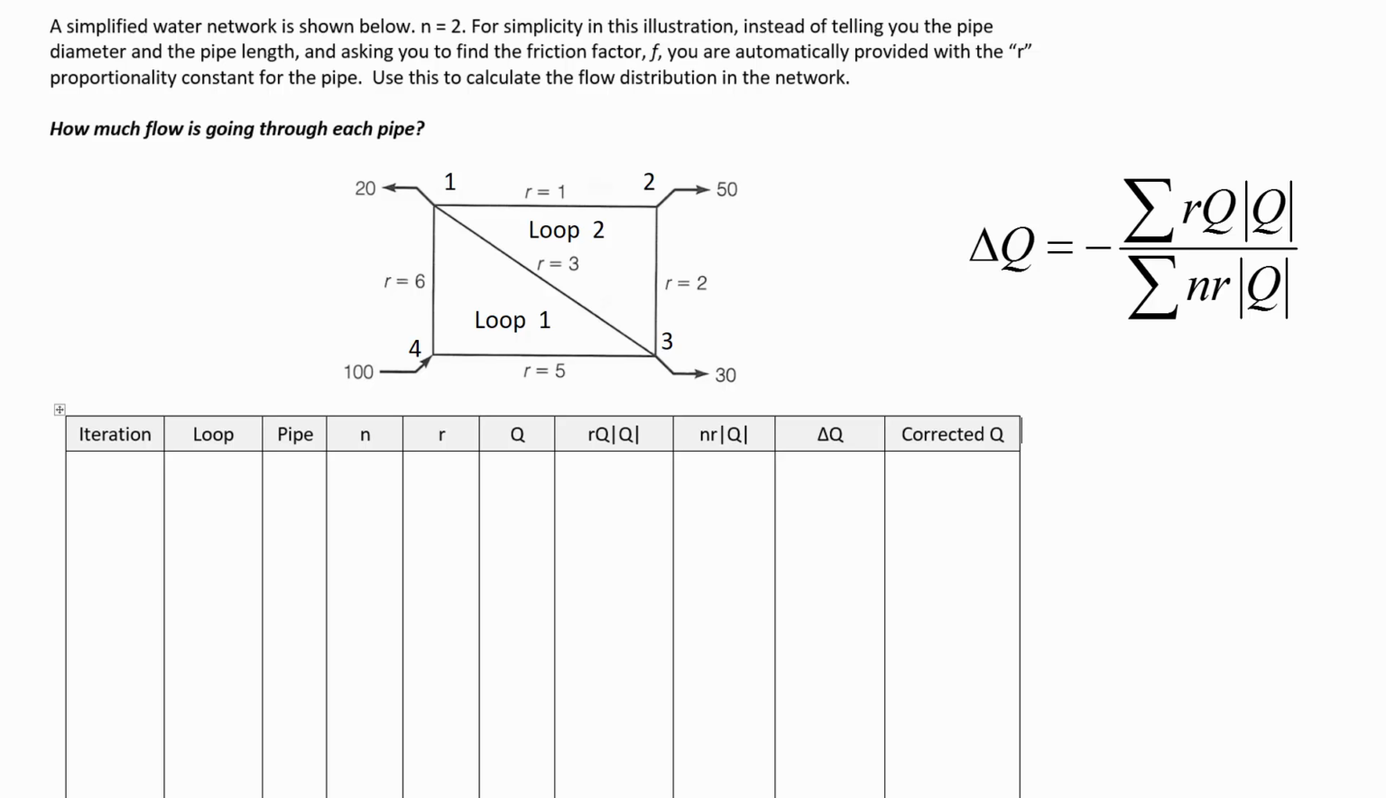So here, R is the same. Tuesday, it's not going to be the same because we're actually going to be accounting for the fact that a changed flow rate means a changed F value. What Q should I use for pipe 1, 3?